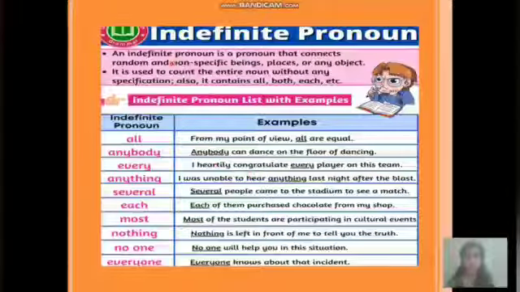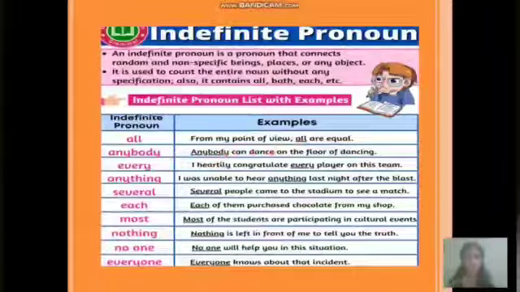Now a few more examples of indefinite pronouns. All. So from my point of view, all are equal. So all is the indefinite pronoun. So I'm saying that from my point of view, all of you are equal. So am I referring to any specific person? No. I'm talking to the entire class in general. So all is again an indefinite pronoun here.